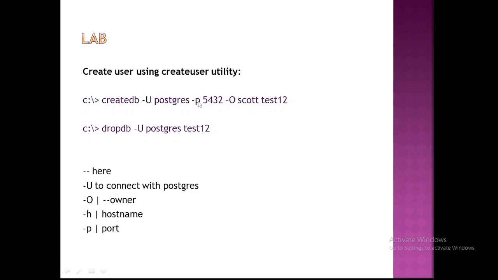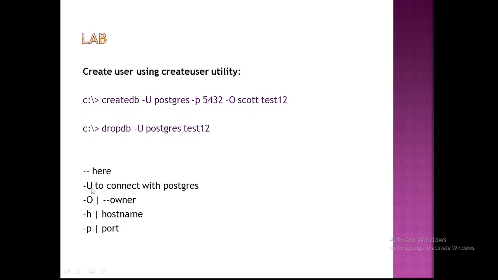The small -p is for port, which is 5432, and capital -O is for who is the owner of the newly created database. We are taking the owner as Scott, who is one user of the database, and this is the database name which we are going to create. This is the complete syntax. We'll see it in our lab. And this is the syntax for dropping this database if we have to: dropdb, then -U, the username, and then the database name.